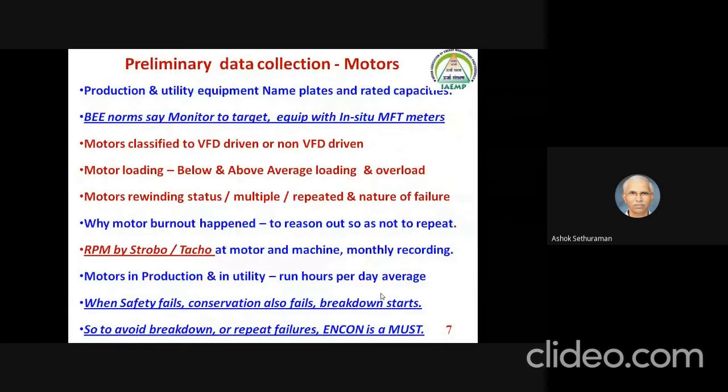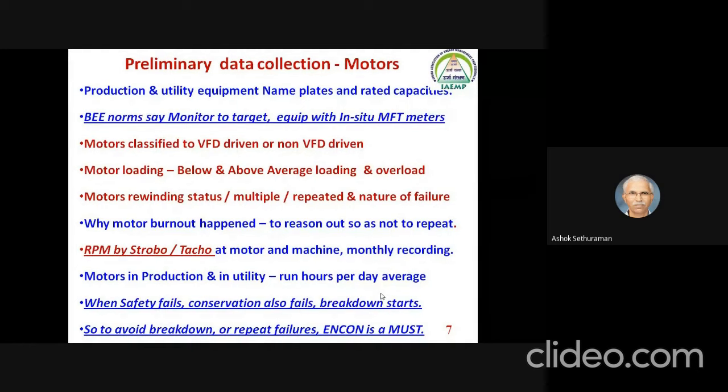Coming to the next, preliminary data. See, the data collection is going on one side, and this is supposed to be given by the industry before you enter the industry. But if it is not given, most of the industries give it during the time of audit also. When you go in the first hour of audit, they will give all the details: the nameplate details of all the production and utility equipments. This is more important. This will show where the rated capacity is and where the equipments are running. Bureau of Energy Efficiency always says monitor to target the energy consumption.